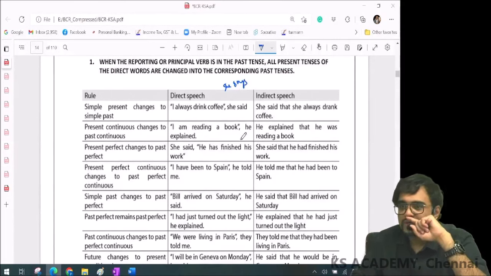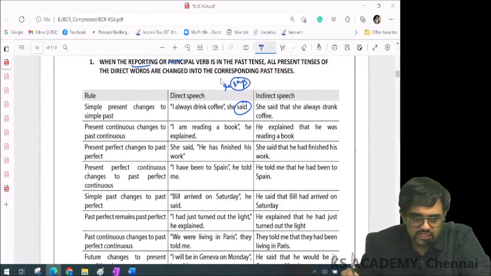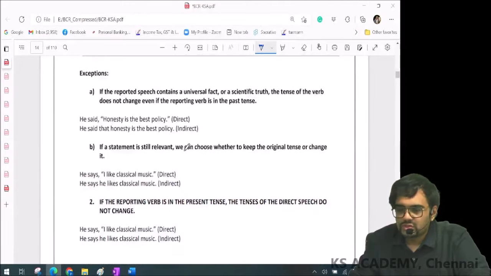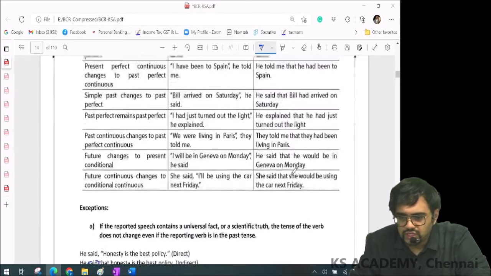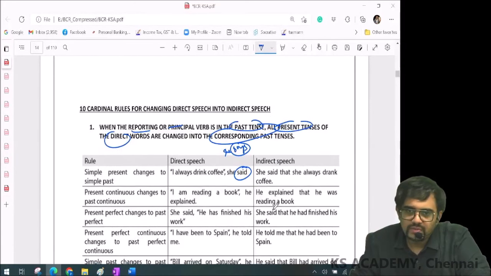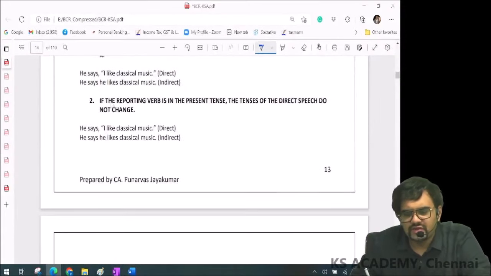That is one more important rule. When the reporting or principal verb is in the present tense, here says is a present tense, what happens to the indirect speech? So you see that, he said honesty is the best policy. He said that. So the general rule: when the reporting verb is in the past tense, all present tenses of the direct words are changed into past tense. But there are certain exceptions. This is a very, very important exception.